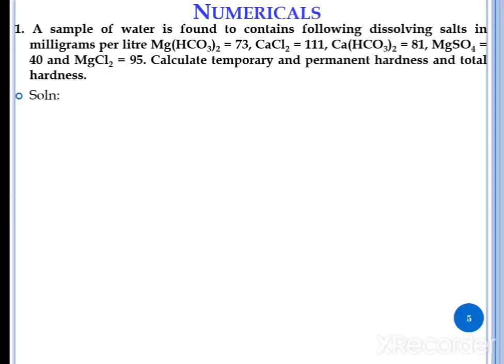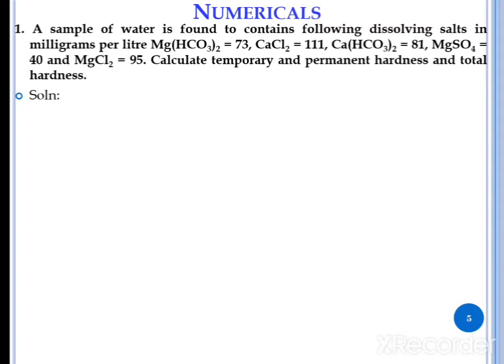So let us take one example. I have taken here one simple example: a sample of water is found to contain the following dissolved salts in milligram per liter. Magnesium bicarbonate is 73, calcium chloride is 111, calcium bicarbonate is 81, magnesium sulfate is 40 and magnesium chloride is 95. And here we have to calculate temporary, permanent and total hardness.